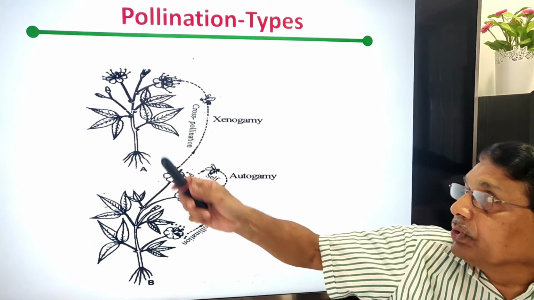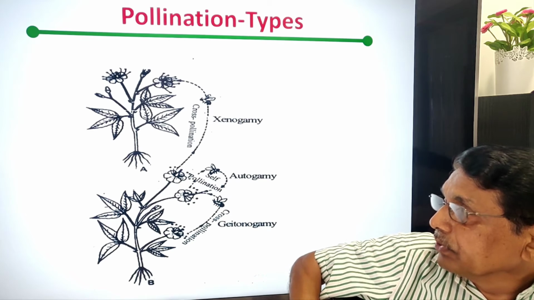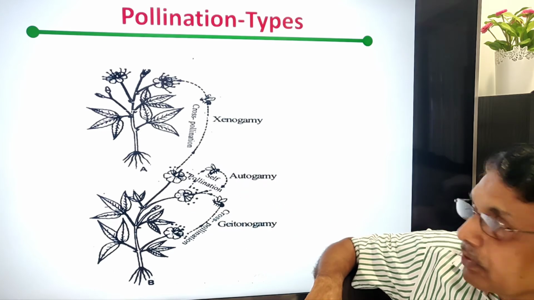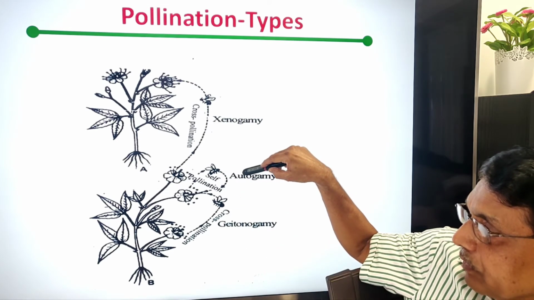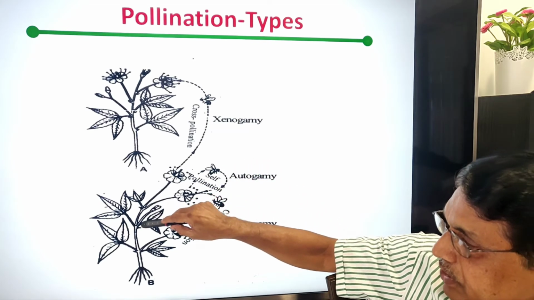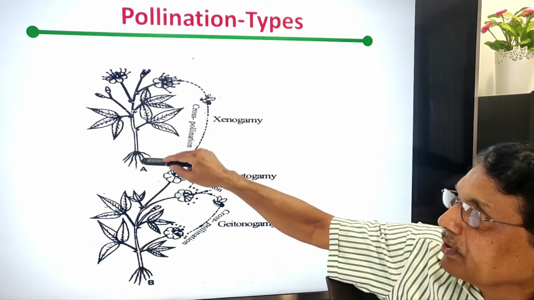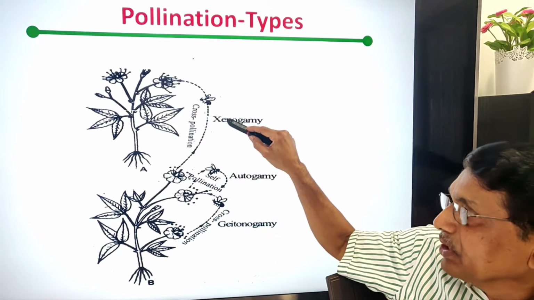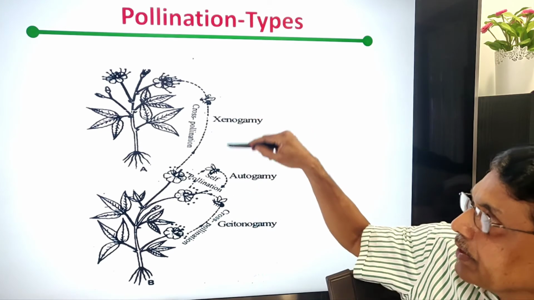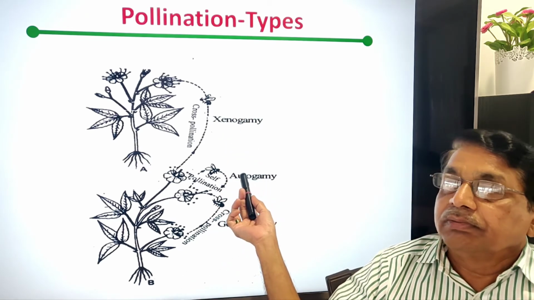So this diagram shows two different plants of the same species. Pollination within the flower after the opening of the flower: autogamy. Pollination between two different flowers of the same plant: geitonogamy. Pollination between the flowers of different plants of the same species: xenogamy. These two, geitonogamy and xenogamy, are treated as allogamy, cross-pollination. This is self-pollination.